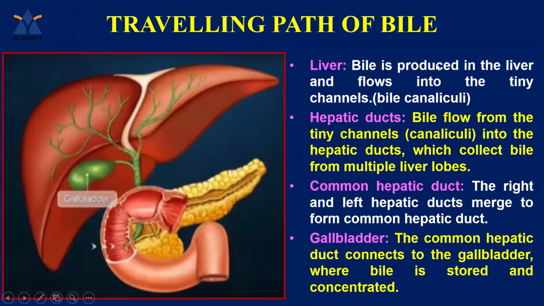The traveling path of bile. Bile is produced in the liver and flows into the tiny channels, and from the tiny channels into the hepatic duct, which is collected from the multiple lobes of the liver. The right and left hepatic ducts merge to form the common hepatic duct. The common hepatic duct is connected to the gallbladder, where bile is stored and concentrated.